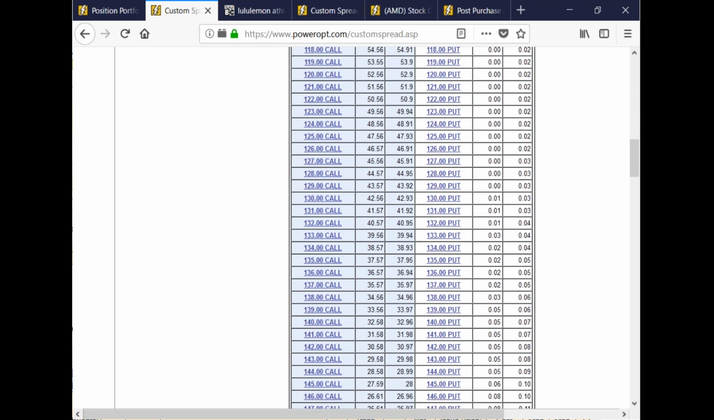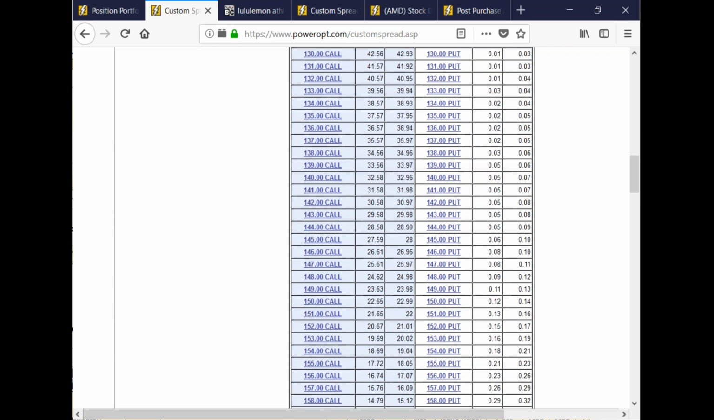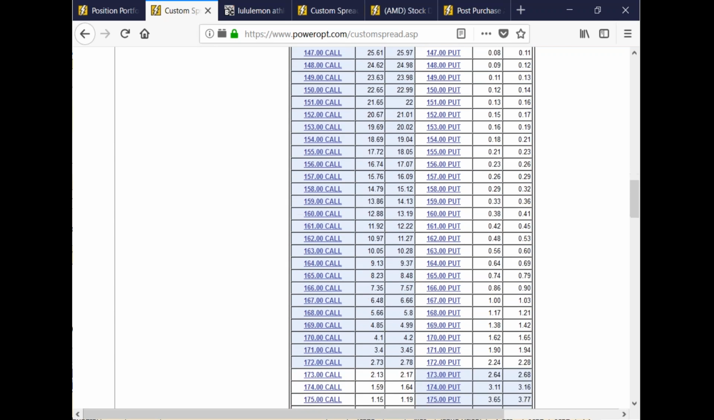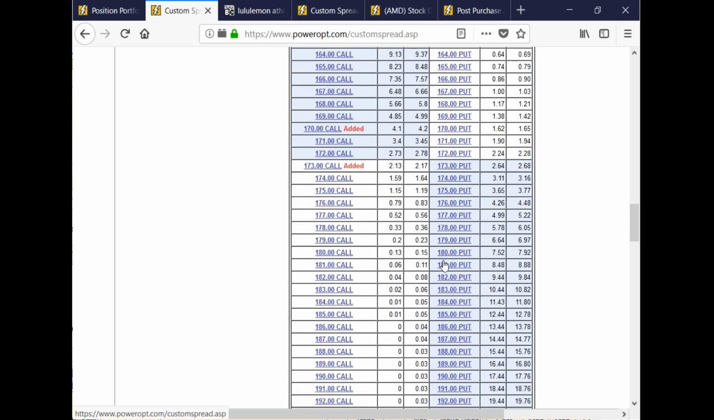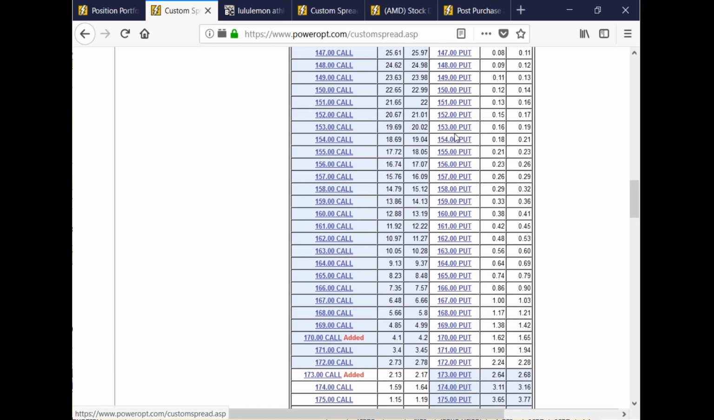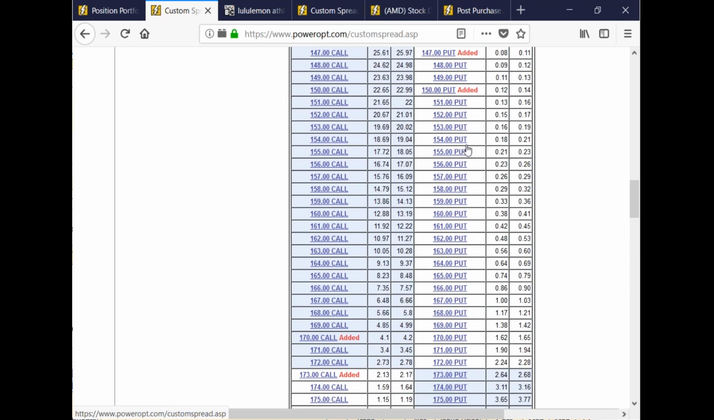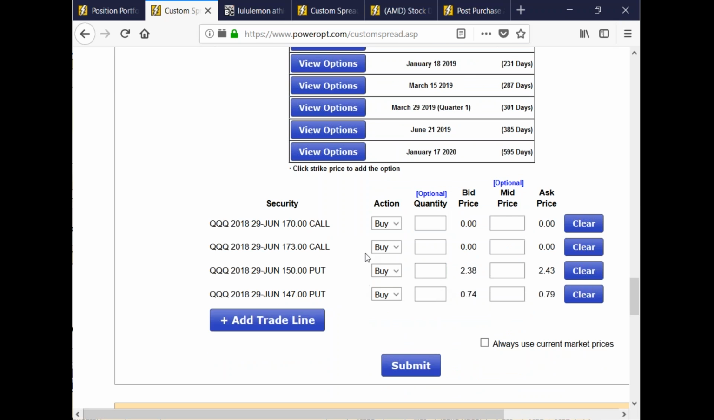All right, so you've done 3 contracts of this, but you sold the 170, bought the 173, and you sold the 150, bought the 147. Okay, I don't know what you got, but I'm going to just assume. So let's say we sold this for 50 cents, bought this for 10. Okay, 20. And I'm going to keep the same numbers. Sold the 150 put for 50.